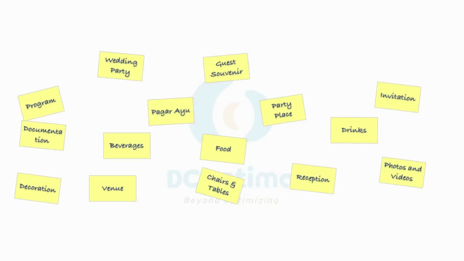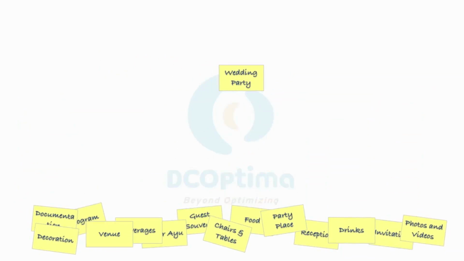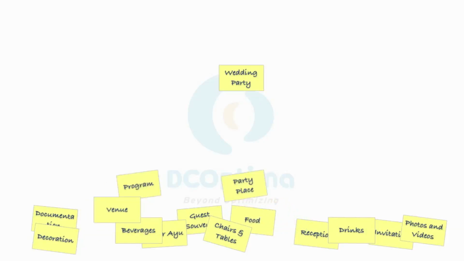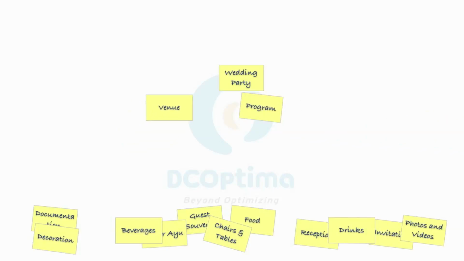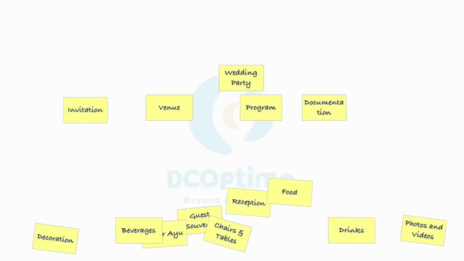Put aside all the notes. Leave only the project objective at the upper center of the paper. Now, we start to figure out the major deliverables. Oops, we have two notes that have similar meaning, venue and party place. Why don't we use venue instead of party place? We continue looking for other major deliverables.